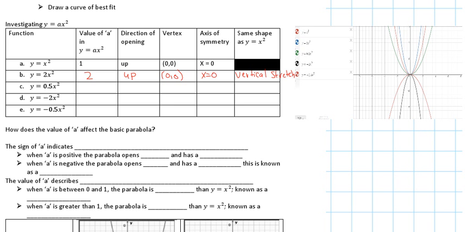So for y equals 0.5 x squared, what's the value of A? 0.5. Which way was the graph opening? Up. What was your vertex? Axis of symmetry. And then what happened to the graph? It was wider, so what do we call that? Vertical compression.